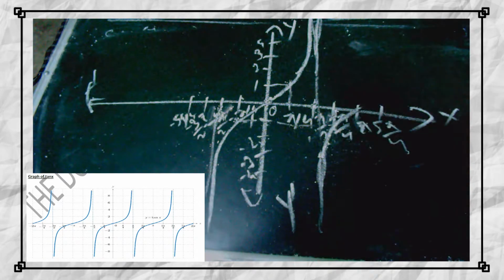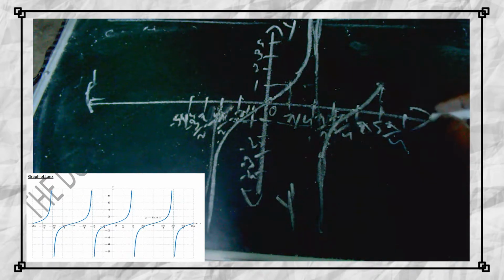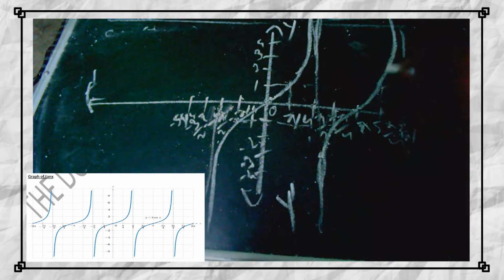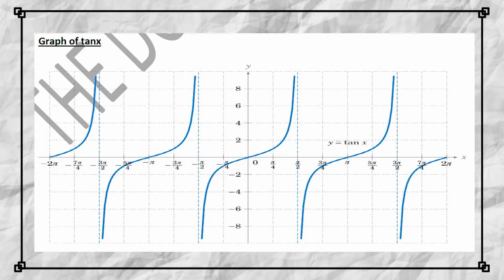So the point will be somewhere here, and then the value of tan 5 pi by 4 is 1 again. So the point will be somewhere here, and the value at 7 pi by 4, let's say, is again undefined. So it will again go like this, from infinity to infinity, in a parallel way and not meet. So this was the graph of tan x.